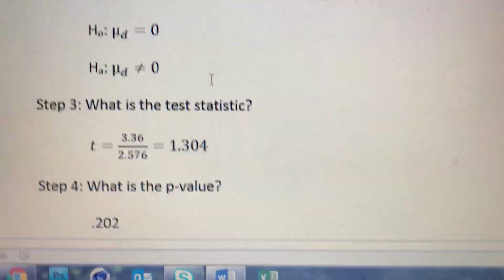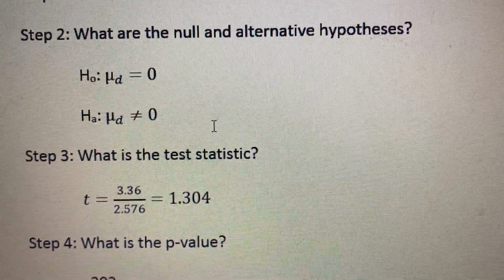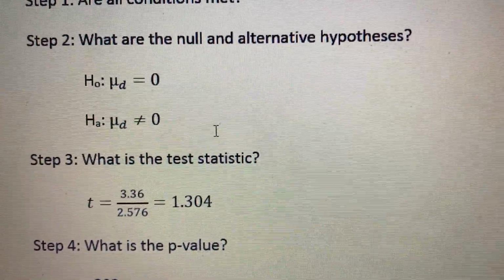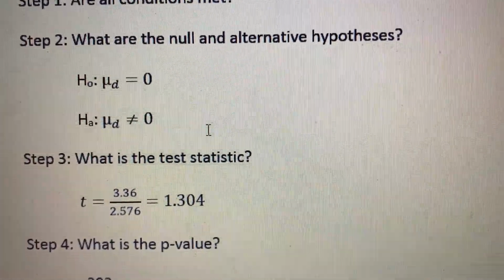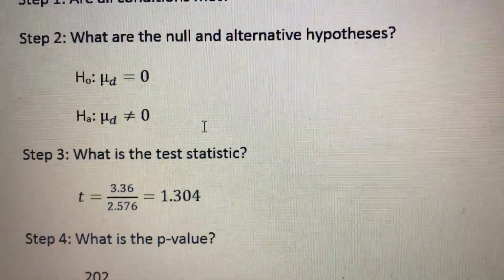Our null hypothesis, mu sub d equals 0. There's no difference between computer use and TV use among all college students. Our alternative hypothesis, mu sub d is not equal to 0, or there is a difference between computer use and television use among all college students.